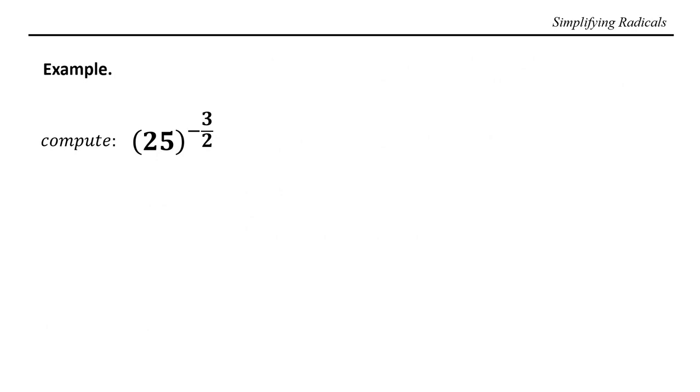Let's solve for this. If we had 25 to the power of negative 3 over 2, we can first use the negative exponent rule. If you have no idea what that is, you can check out a video on that. It'll be in a playlist in the description. But that way we don't have to work with negative exponents. So this would now be equal to 1 over 25 to the power of 3 over 2.